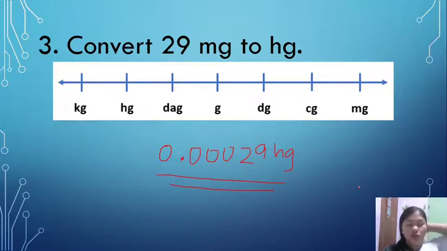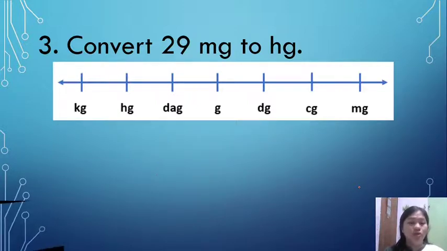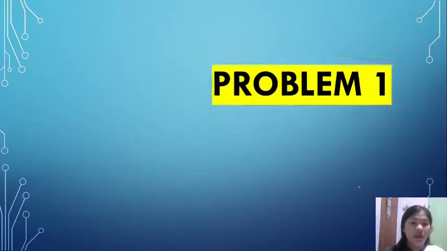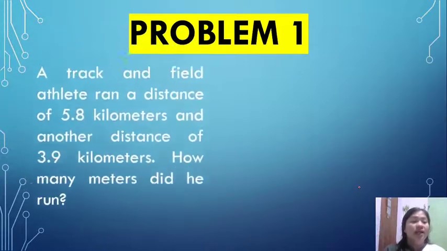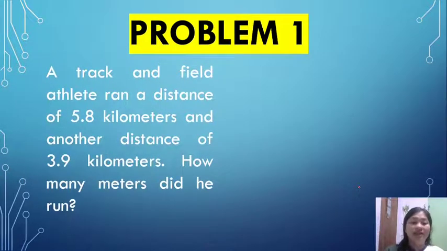So I have here 2 problems na napakasimple lang naman. Let us try to analyze these 2 problems. Okay, for problem number 1, a track and field athlete ran a distance of 5.8 kilometers and another distance of 3.9 kilometers. How many meters did he run?